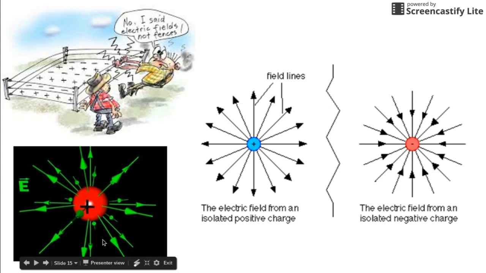Now this picture down here on the left side is showing you that this is a three-dimensional field. We've been looking at these pictures so far, and they've been flat two-dimensional drawings. These fields are actually in every direction out from the charged object.